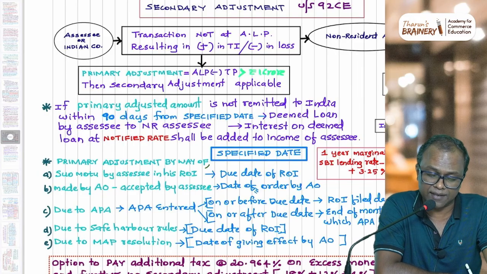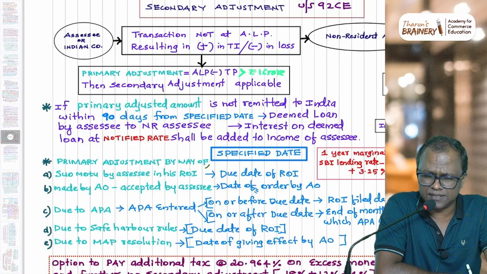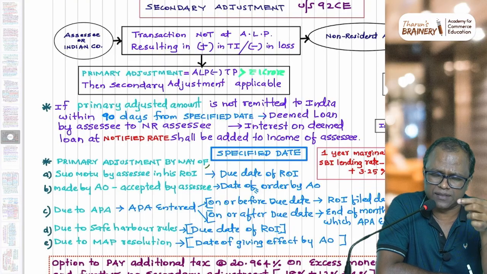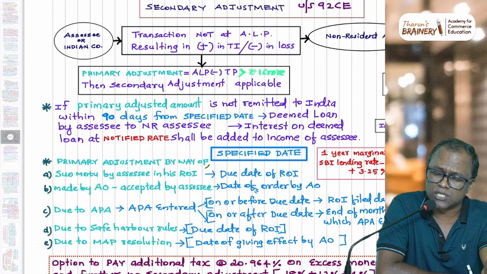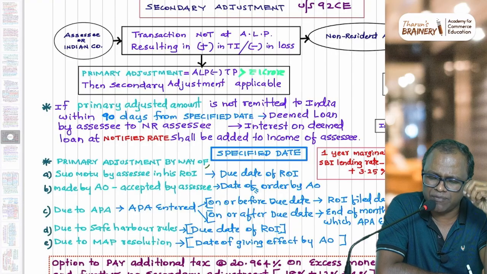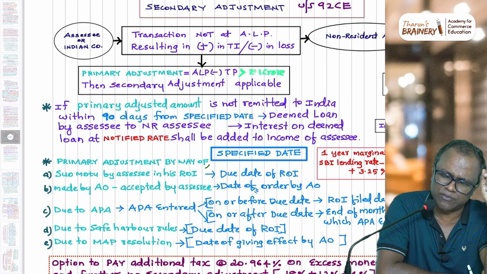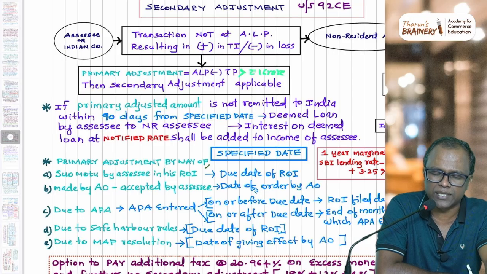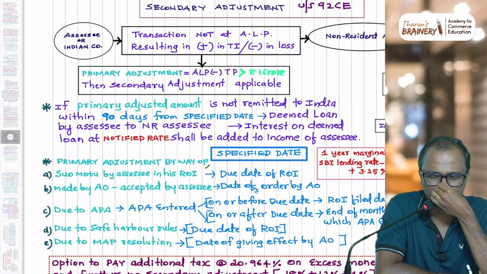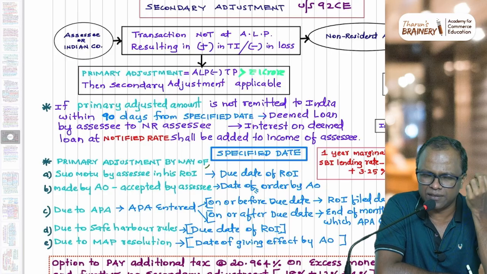Okay, then what is secondary adjustment? If there is a primary adjustment, that income is added to your net profit and you are paying tax here, but that much economic resource is not coming back to India. So whatever profit you diverted from India to that foreign country should be repatriated back to India in real money. That AE should give back that money to India. So that's the idea. Practically, it is very difficult.